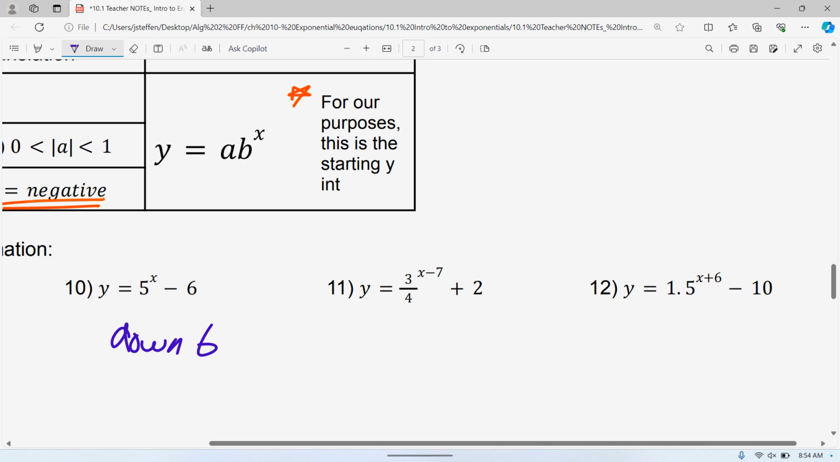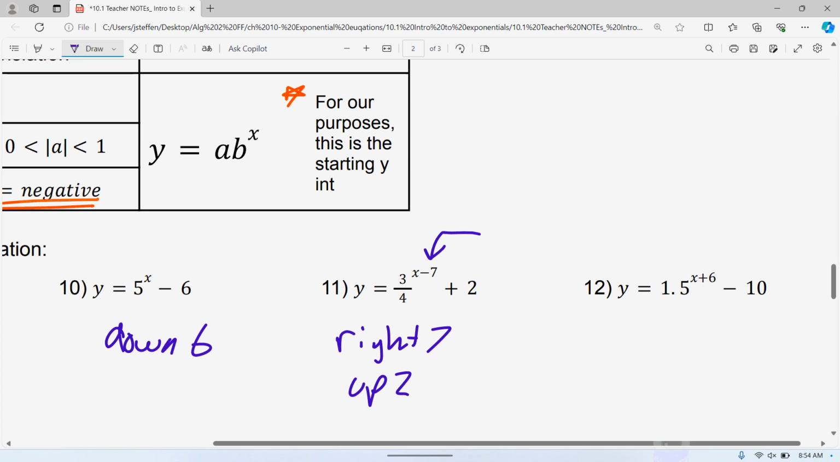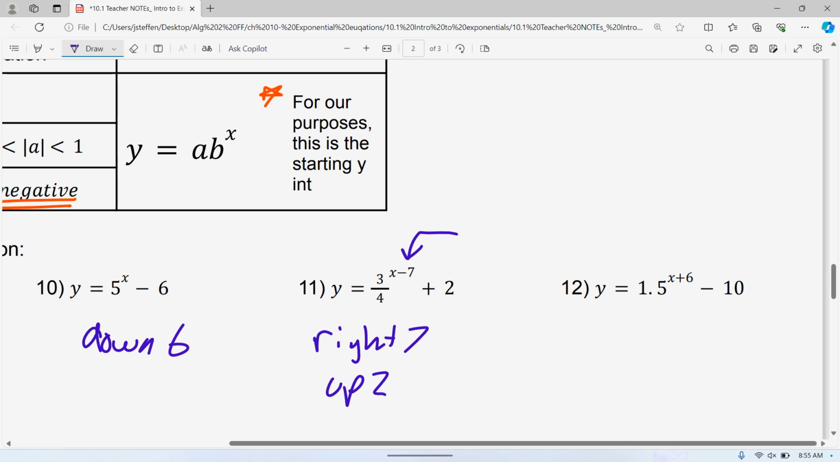Number 11, there's 2 different things. We go to the right 7 and up 2. Again, technically, that's a decay problem. We don't have to worry about that yet. And number 12, left 6, down 10. Don't make those harder than they have to be. And again, they're super easy, it's a memorization problem.